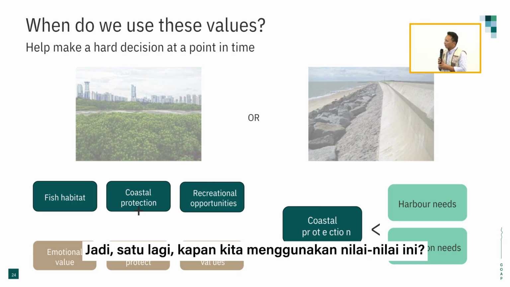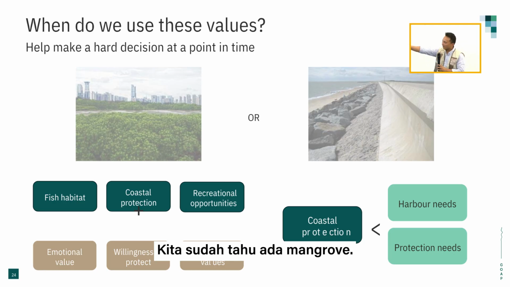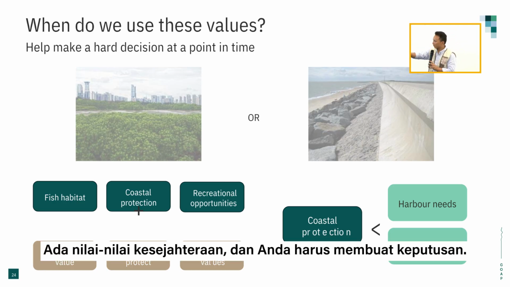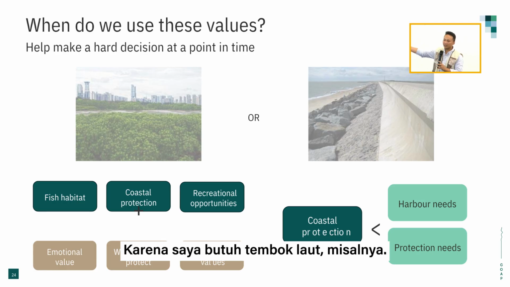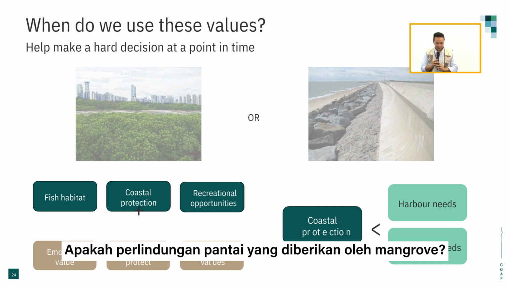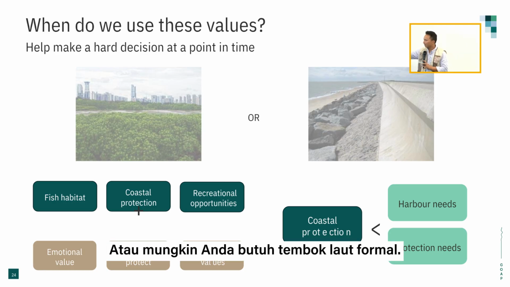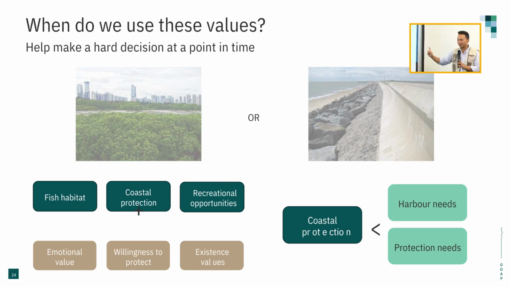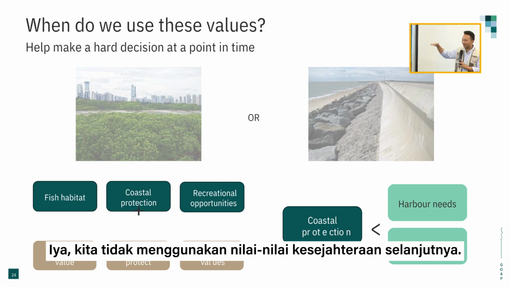So one more. When do we use these values? So we already know there's mangroves, maybe there's exchange values, there's welfare values, and you have to make a decision. I have to remove the mangroves because I need a seawall, for example. Next. You have to think about, is the coastal protection provided by the mangroves enough? Or maybe you need a formal seawall, and then you make that choice. That's when you can put everything together. But only measuring coastal protection in accounting, yep, we don't use welfare values. Next.